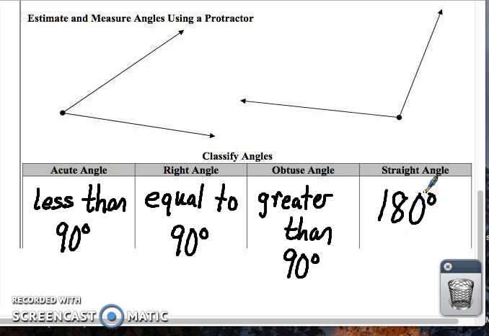Okay? And I'm sure some of you go, a straight angle, what are you talking about? Well, that's what happens when we have two rays that go in opposite directions. So we have one ray that goes this way, the other ray goes in the opposite direction. This angle, okay, we still have two rays. Those rays just happen to form a line. It's called a straight angle, and its measure is 180 degrees.